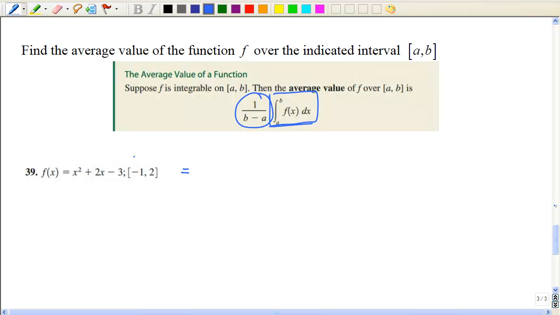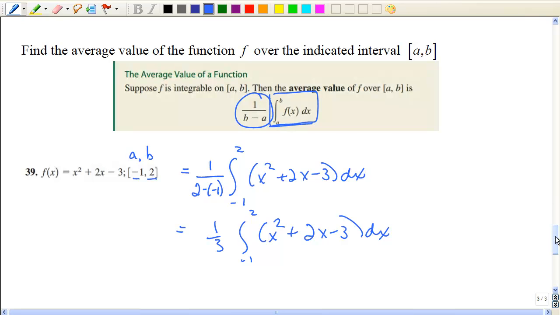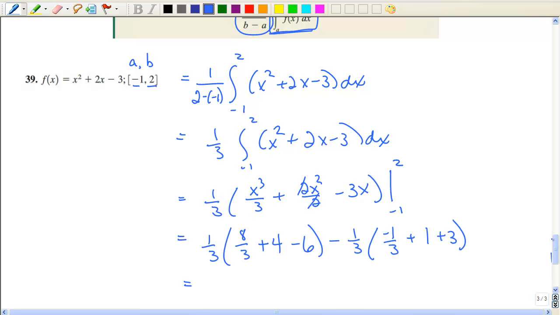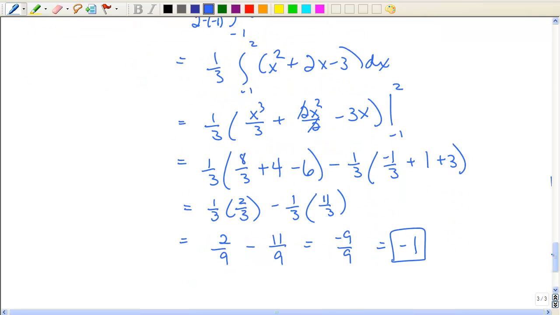So let's just set this up. Right. So that's a, that's b, so I integrate between -1 and 2. Here's my function. And then I need to multiply by 1 over b minus a, so that would be 1/3. And once again, we just get to use the straight power rule. We want to integrate that between -1 and 2. I'm going to reduce that. And all those ugly fractions come out to be a pretty easy answer.